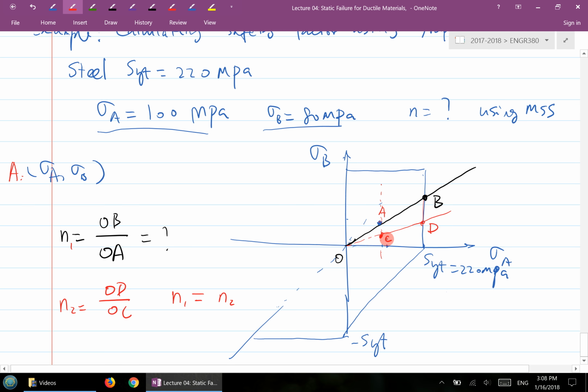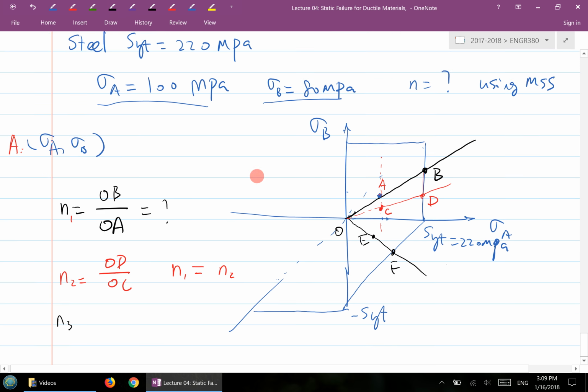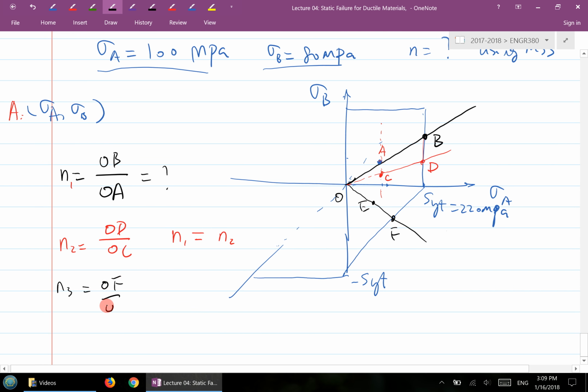So there's also this scenario. Let's say I have a location in this quadrant, so I can do the same thing. I will just draw here to here. Let's say this is E, this is F. So I get N3 equal to OF over OE.